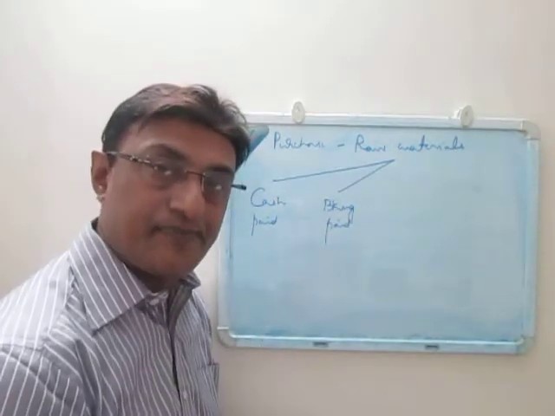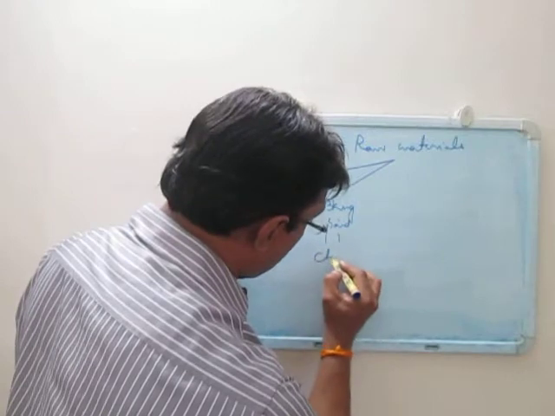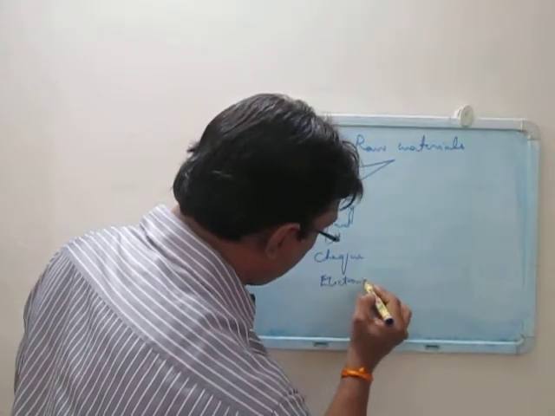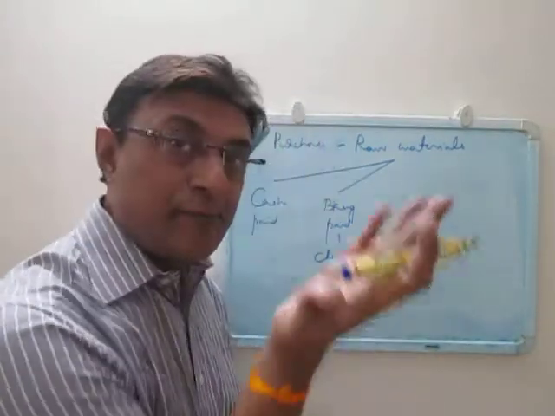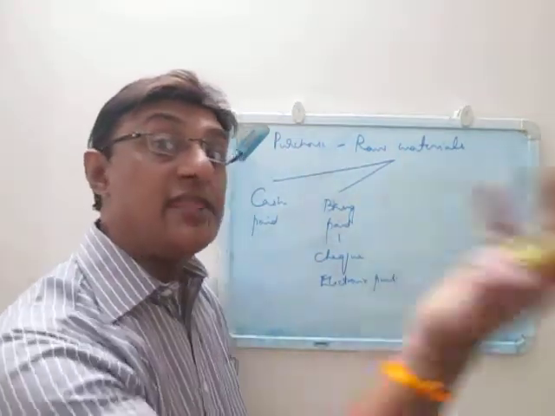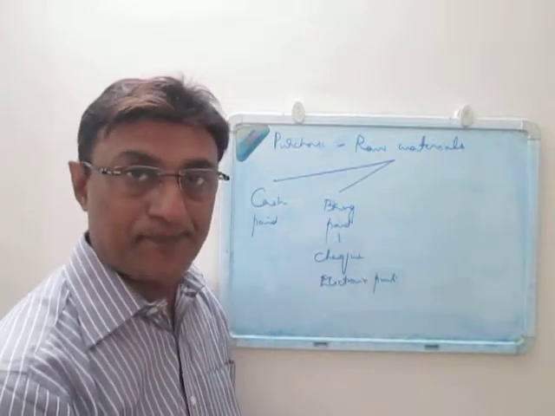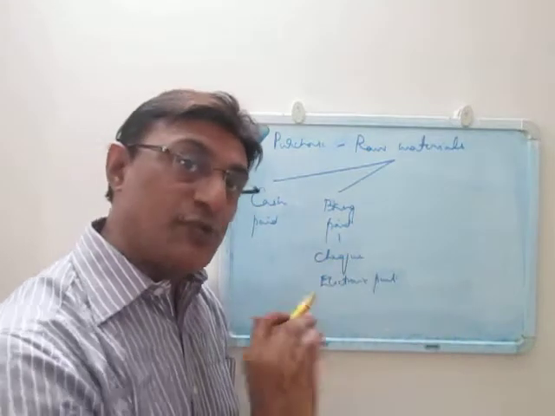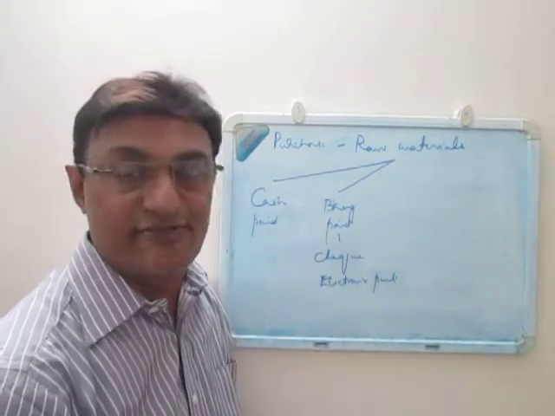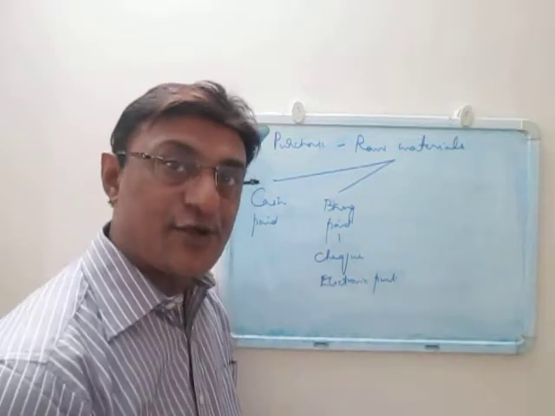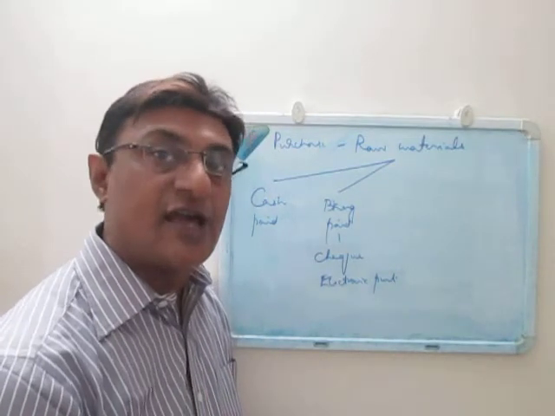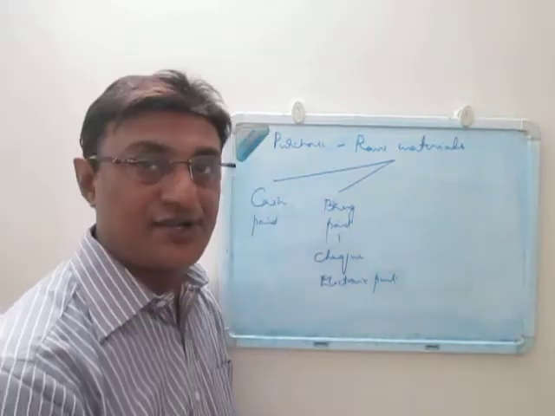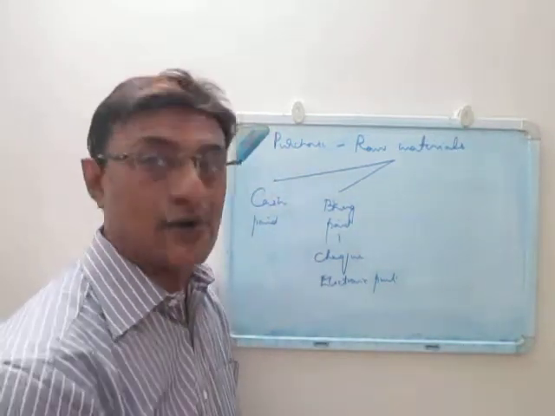routed through the bank, a check, electronic payment, where the bank is used as a platform for making the payment to the supplier. So it is either cash or bank with which the transaction is settled once and for all. I have purchased the raw material, purchases account is identified, and the other leg of the transaction is either cash account or bank account.